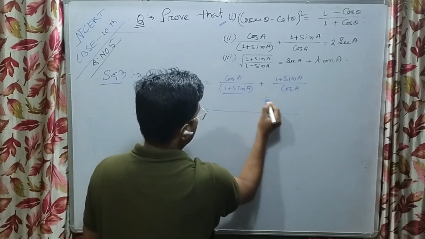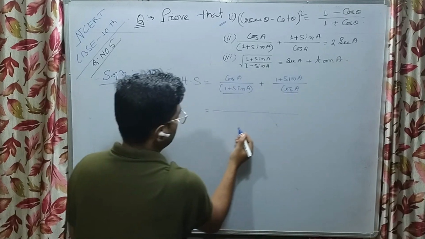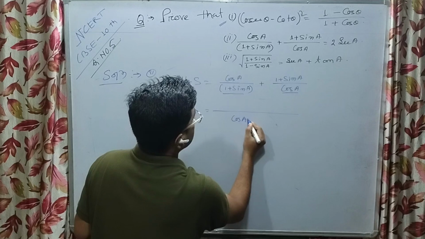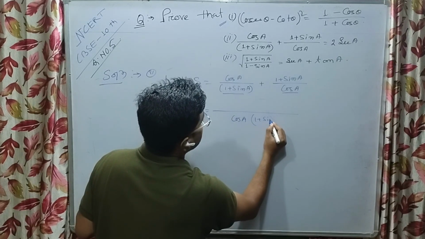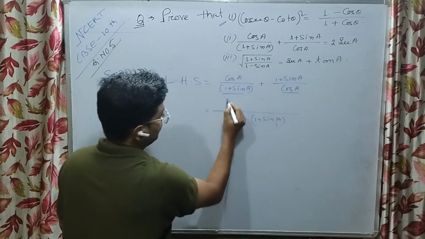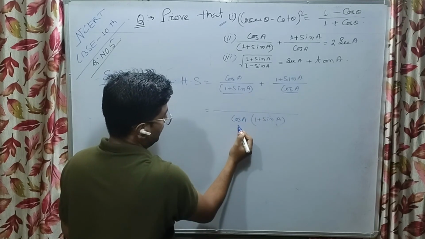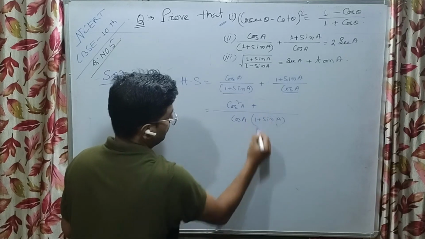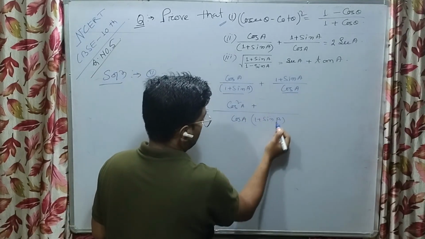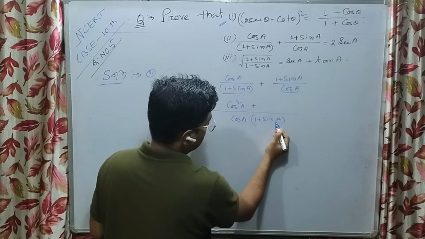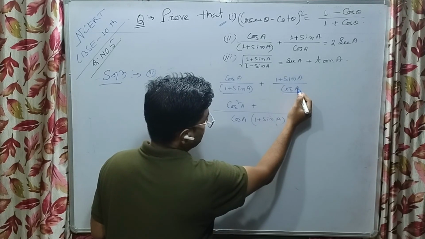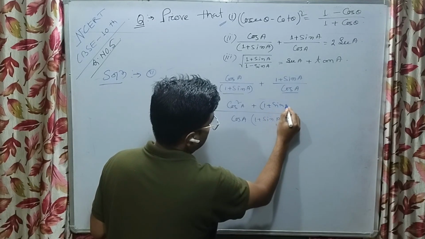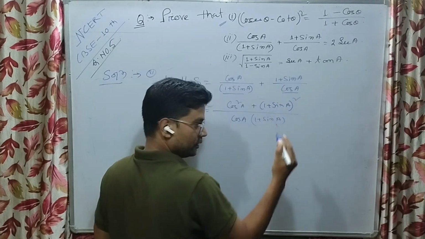Now I will take the LCM of 1 plus sin A and cos A. The LCM of 1 plus sin A and cos A is cos A into 1 plus sin A. Now divide this by 1 plus sin A, you will have cos A. Cos A into cos A, that is cos square A, plus again this cos A into 1 plus sin A divided by cos A, I will have 1 plus sin A. 1 plus sin A into 1 plus sin A, 1 plus sin A whole square.